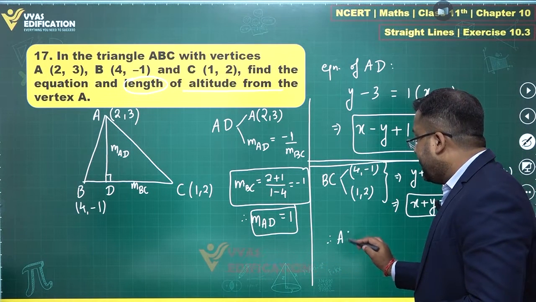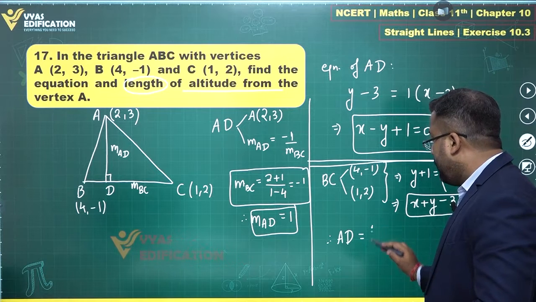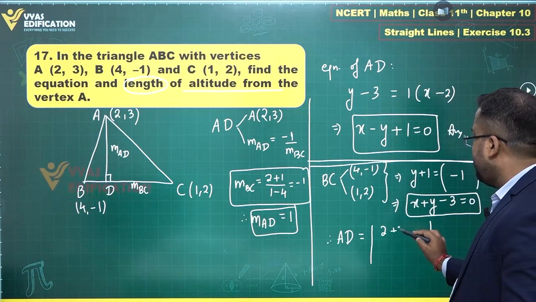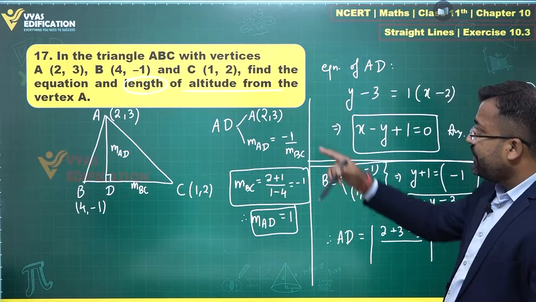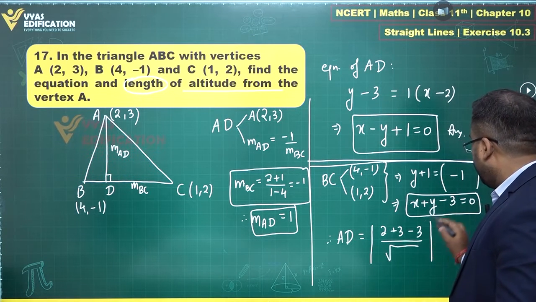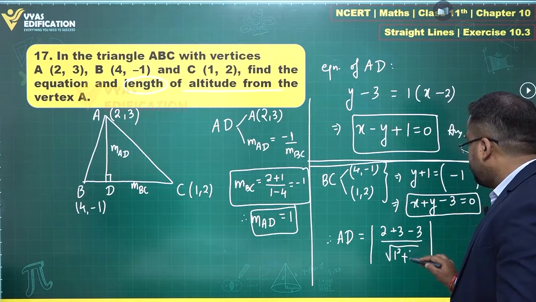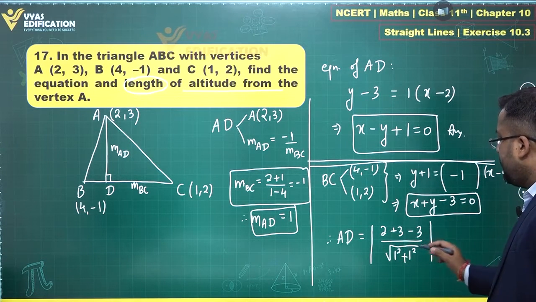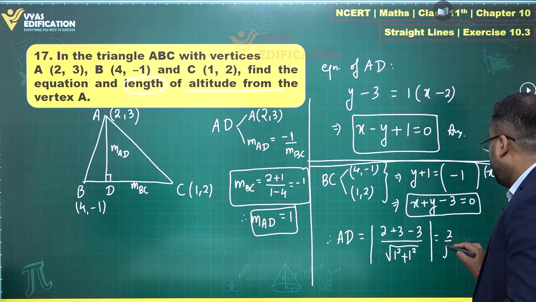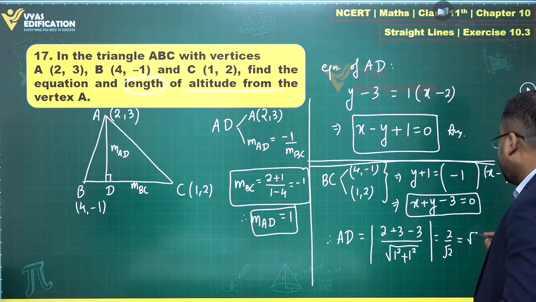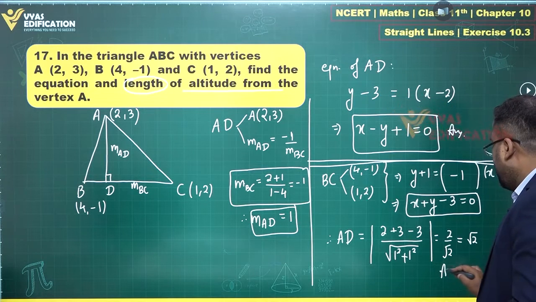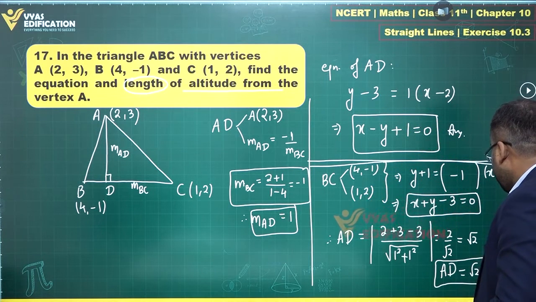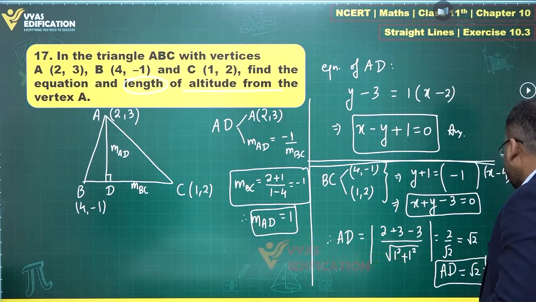This is the equation of line BC. Therefore, AD, the distance is equal to modulus of, for point A, let's substitute this, 2 plus 3 minus 3 upon under root of 1 square plus 1 square. This is Ax1 plus By1 plus C upon under root of A square plus B square. This is 2 upon root 2, or you can say that this is square root of 2. Therefore, the perpendicular distance is square root of 2. That's what you have, square root of 2 units. Distance is this units, right?